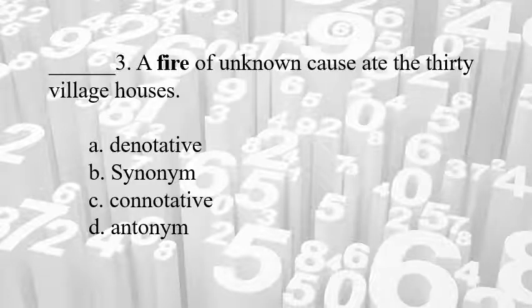Number 3. A fire of unknown cost the village houses. Is it A, denotative, B, synonym, C, connotative, D, antonym? If you answer letter A, denotative, then you are correct.